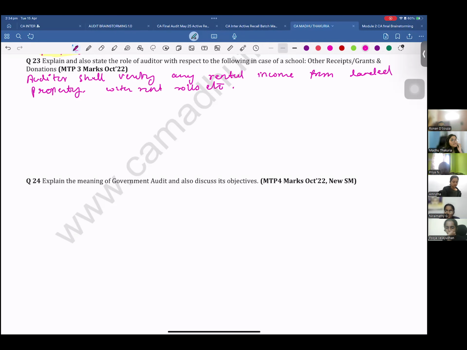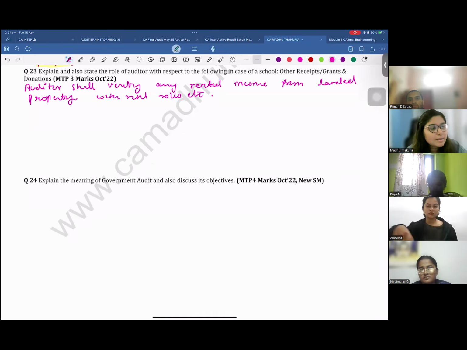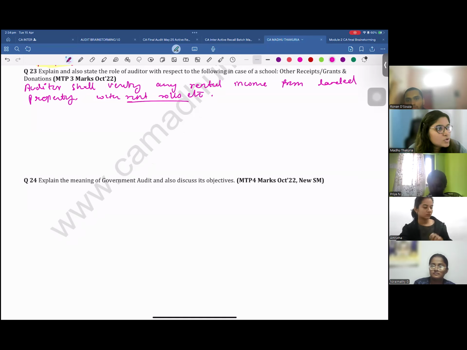Suppose the land is given. A lot of schools have been allotted a lot of land, especially in small towns and cities, the allotment of area to the school is huge. Sometimes schools are not able to utilize the entire area. They rent it out for some exhibition or local event happening there, and for that they collect rents. So you have to verify if there is any rental income from the landed property.